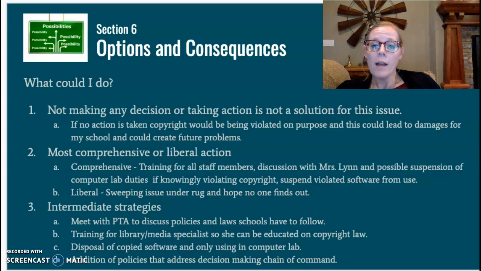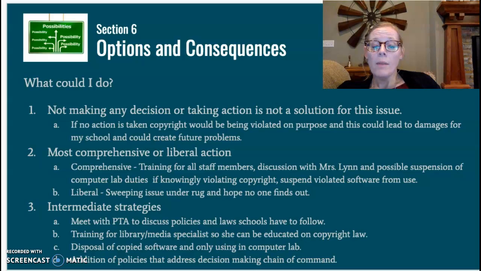It just kind of allows for future incidents to happen, and you are actually still in violation of copyright. Maybe the most comprehensive would be to train all staff members, possibly suspend Mrs. Lynn from her duties as the computer lab teacher, and also suspend the violated software. Maybe a more liberal approach would be just to sweep it under the rug and hope that no one finds out.